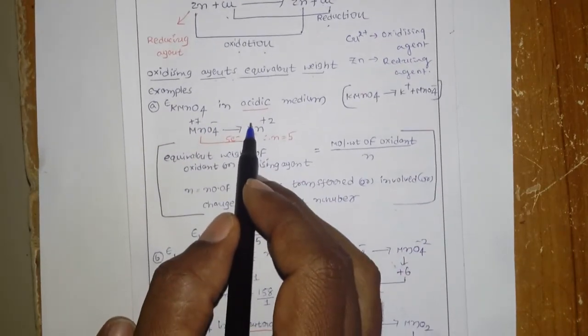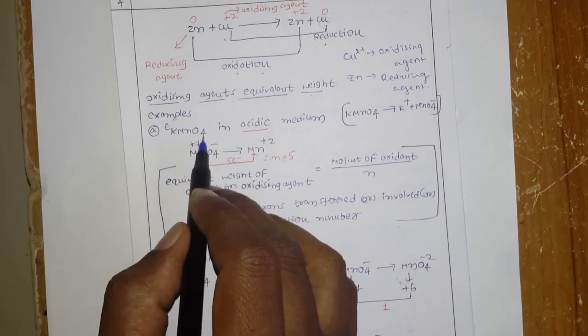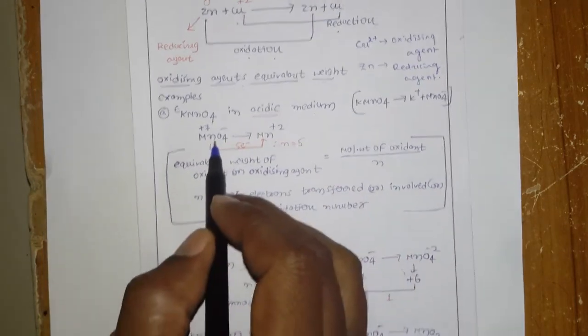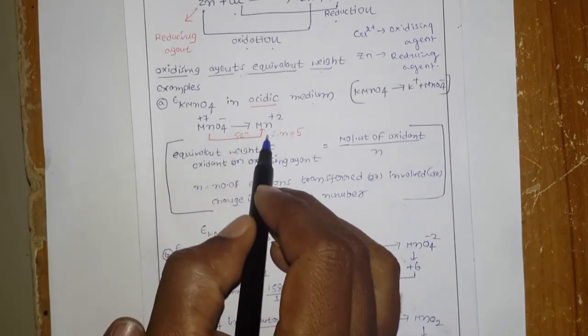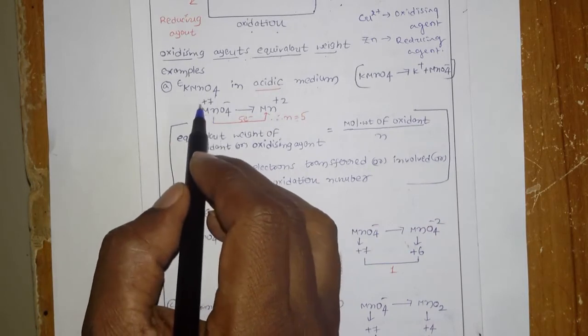Oxidizing agents. Okay, so generally for the oxidizing agents, KMnO4 is a very good oxidizing agent, and in acidic medium generally it will convert from MnO4 minus to Mn2 plus. So that means the oxidation number of the manganese is +7.